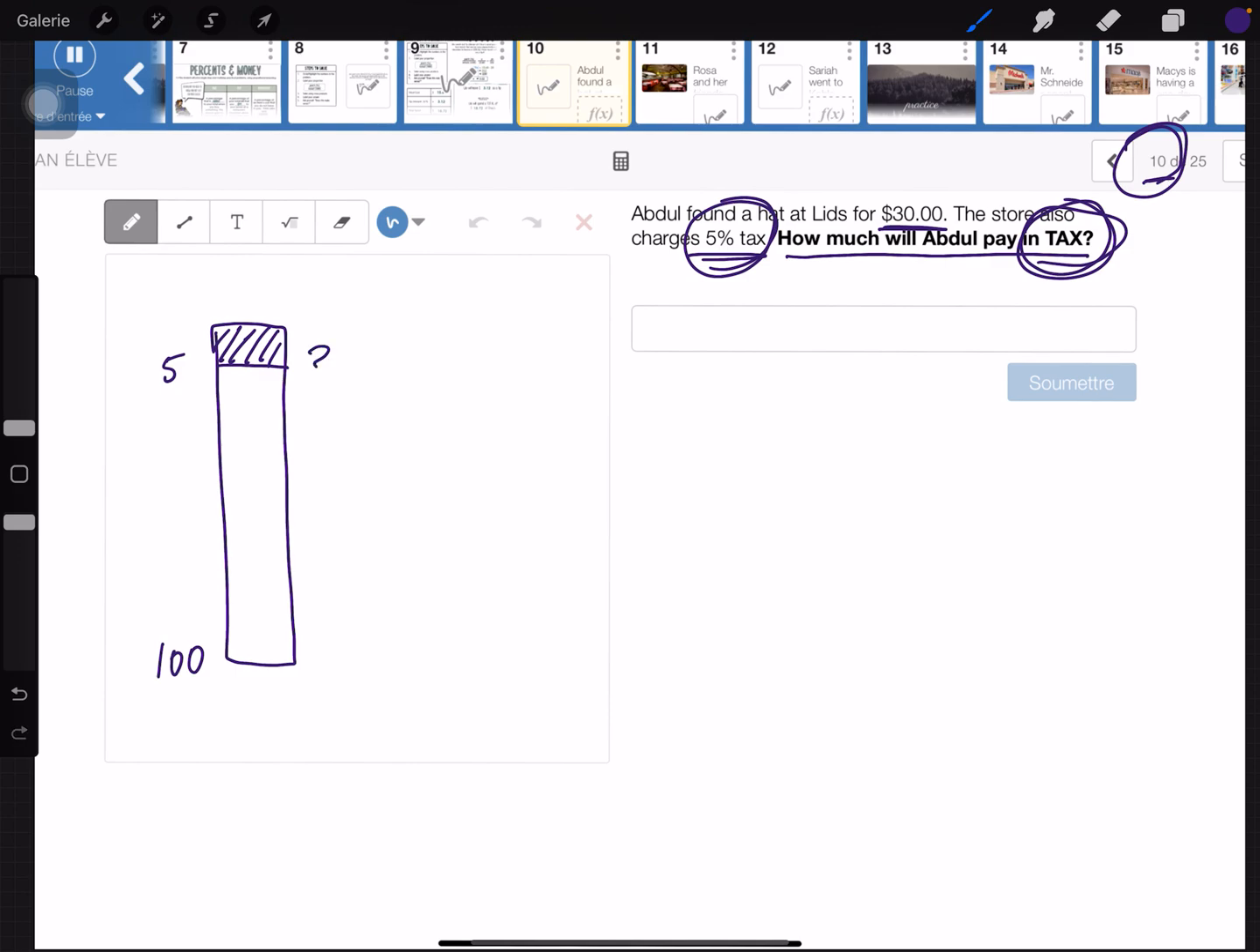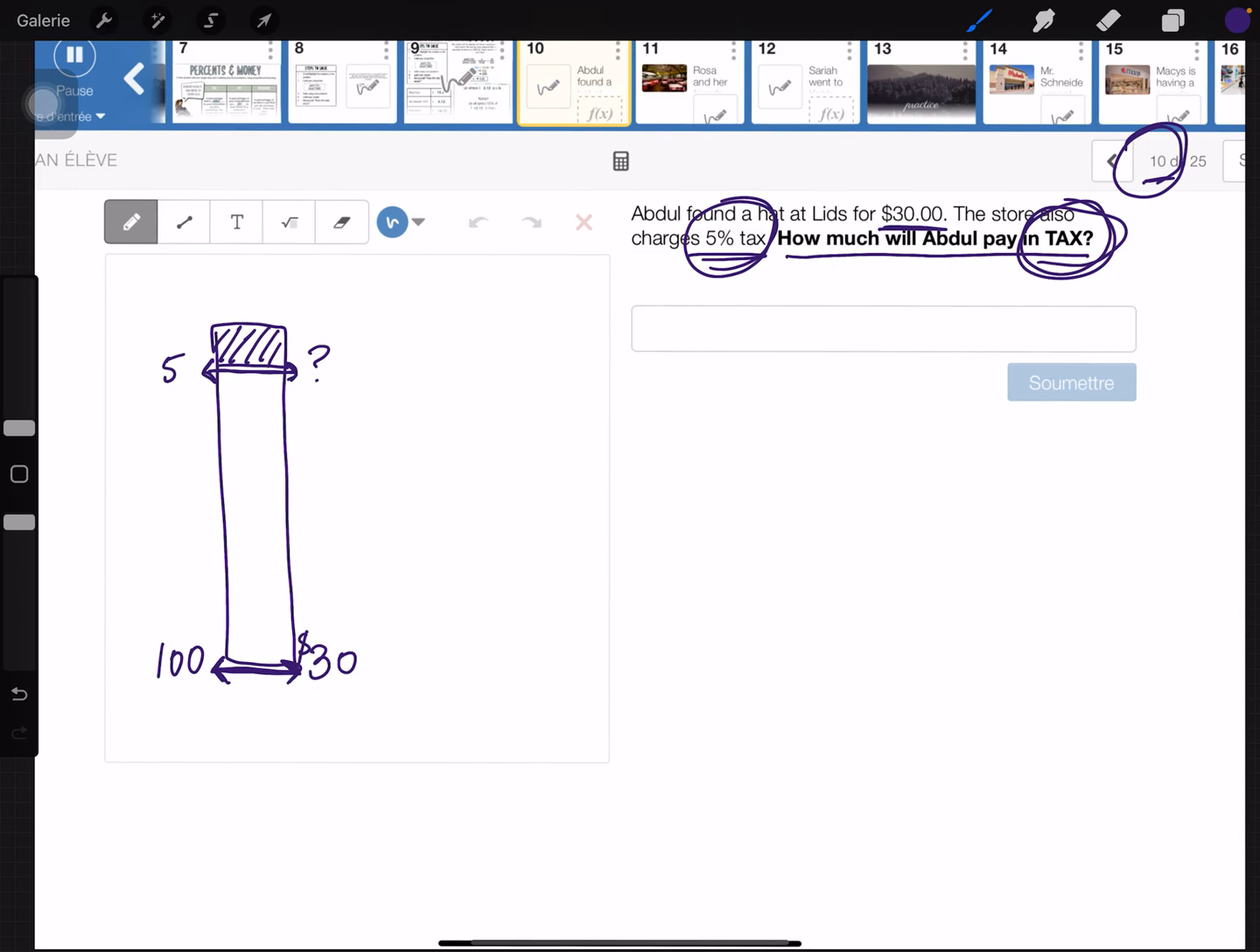So we don't know what this is. I'm going to put a question mark right here. That's what we're trying to figure out. And we know that 100%, the total cost, is equal to $30. So I'm going to put 30 on the bottom of this bar graph to show us that $30 is equal to 100%. So you'll notice that the numbers that are equivalent are opposite each other. 5 is equal to our question mark. And on the bottom, 100 is equal to $30.